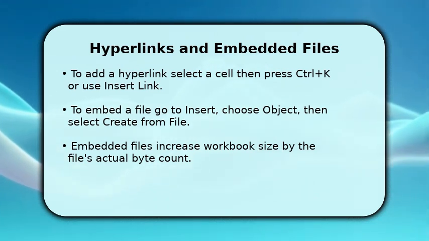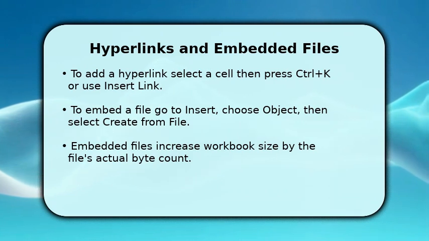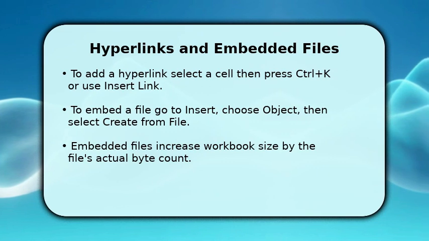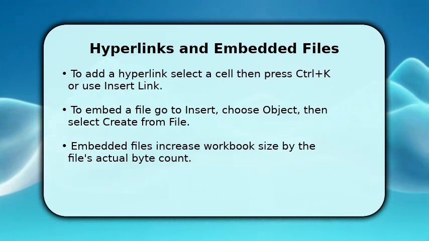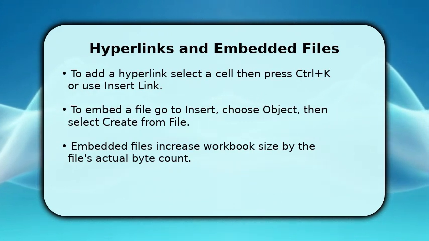To embed a file, go to Insert, choose Object, then select Create from File. Check Display as Icon to show an icon instead of file contents in the cell. Embedded files increase workbook size by the file's actual byte count. Practice both methods using a small 1 MB sample file first.